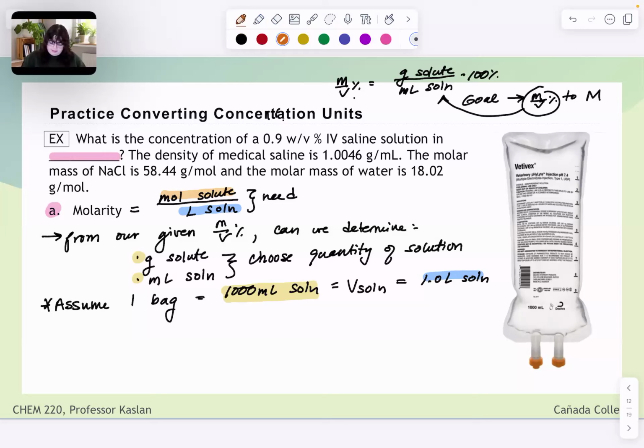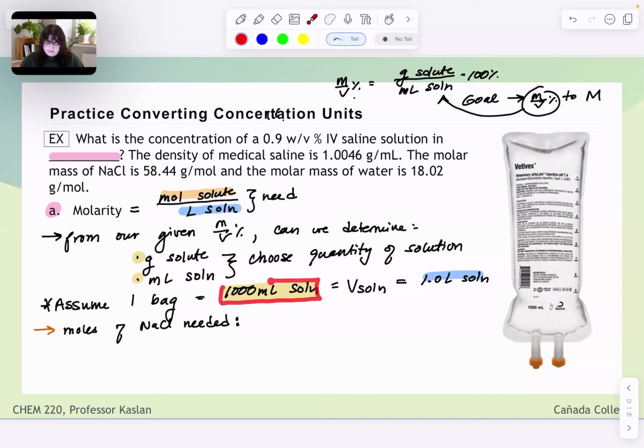And now that I've got my denominator, I need to ask myself how we can get the moles of NaCl needed. So let's think about what we assumed. We assumed that we had 1,000 mL of solution. So I'm just going to write that down: 1,000 milliliters of solution.